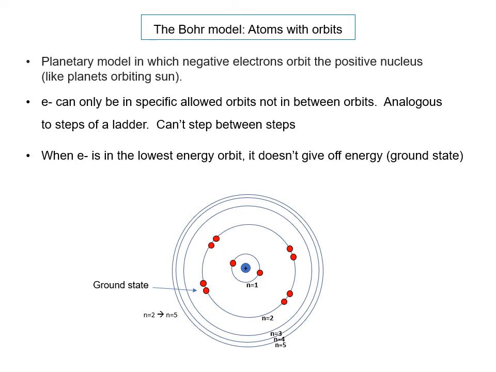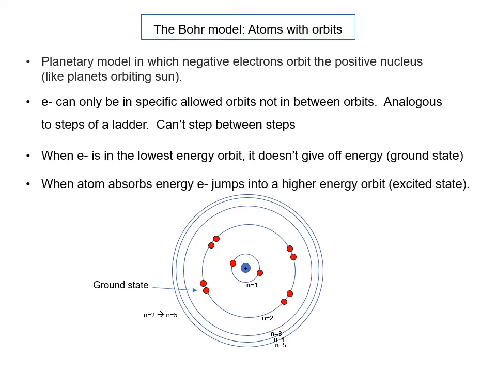When the electron is in the lowest energy orbit, it does not give off any energy. So the ground state, which is the lowest energy orbit, is very stable and the electron does not give off energy. If an atom absorbs energy, the electron will jump into a higher orbit. We call that the excited state.